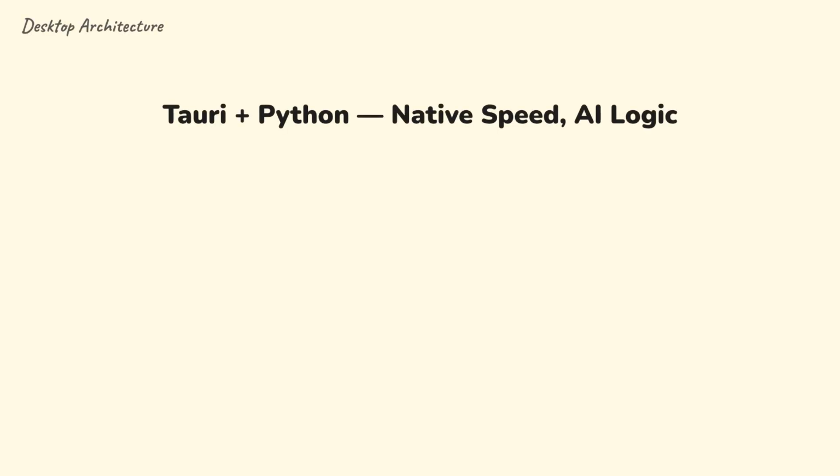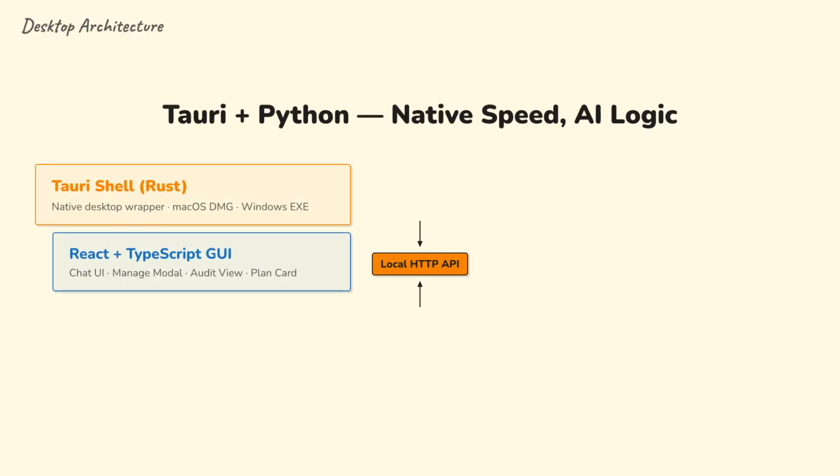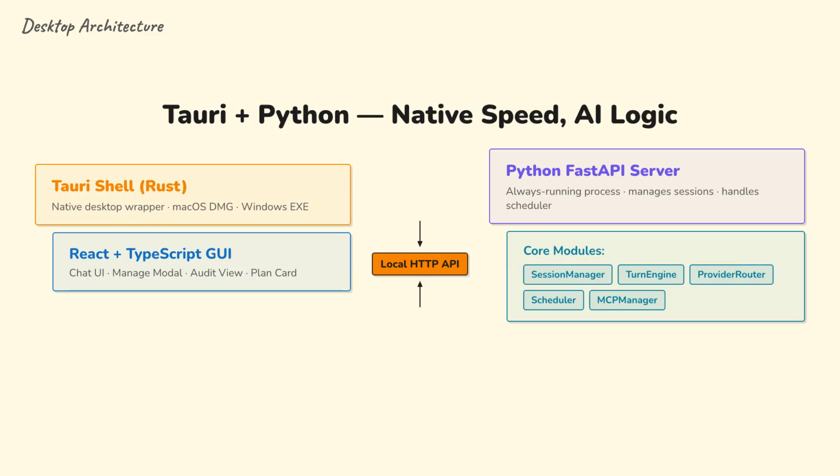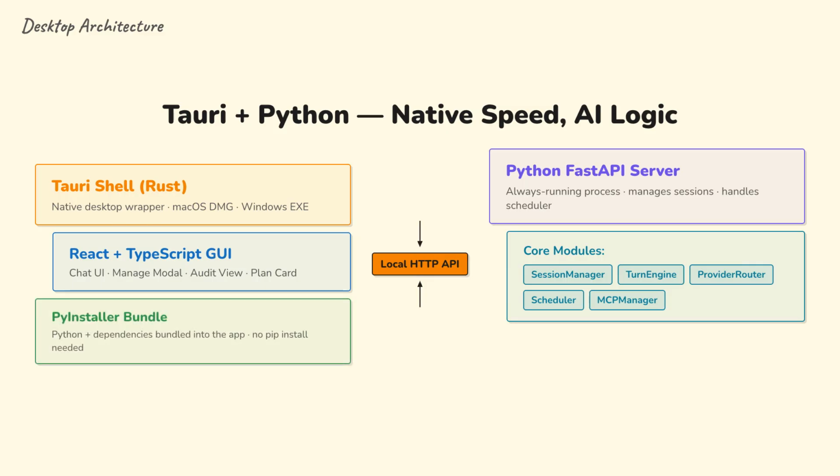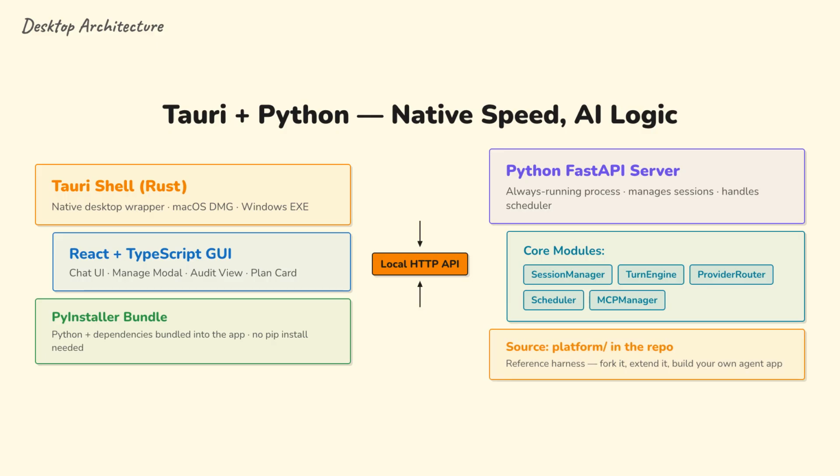The desktop app is a Tauri shell, a Rust-based native wrapper around a web front-end built in React and TypeScript. The backend is a Python FastAPI server bundled by PyInstaller. The GUI talks to the Python server over a local HTTP API. This split means the AI logic stays in Python while the UI stays native and fast. On macOS, the whole thing ships as a signed DMG.